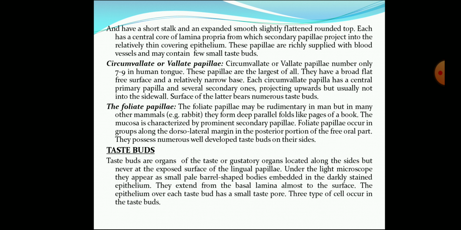The papillae are richly supplied with blood vessels and may contain a few small taste buds. The next type of papillae are the circumvallate papillae. Their number varies from 7 to 9 in the human tongue. They are restricted to the posterior region of the free oral part.